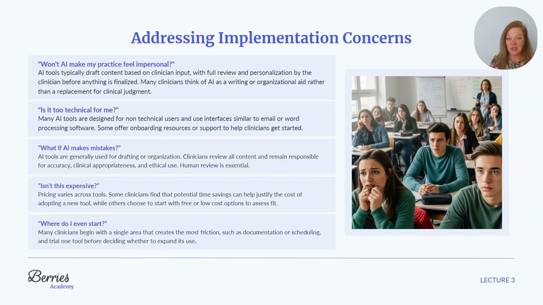This is a critical question, and I'm glad you're asking it. AI tools are generally used for drafting or organization. You review all the content and remain responsible for accuracy, clinical appropriateness, and ethical use. Human review is essential. AI might draft a progress note, but you're the one who reads it, edits it, and signs it. If there's an error, that's on you, not the AI. This is why we emphasize that AI is a tool, not a replacement for your professional judgment.